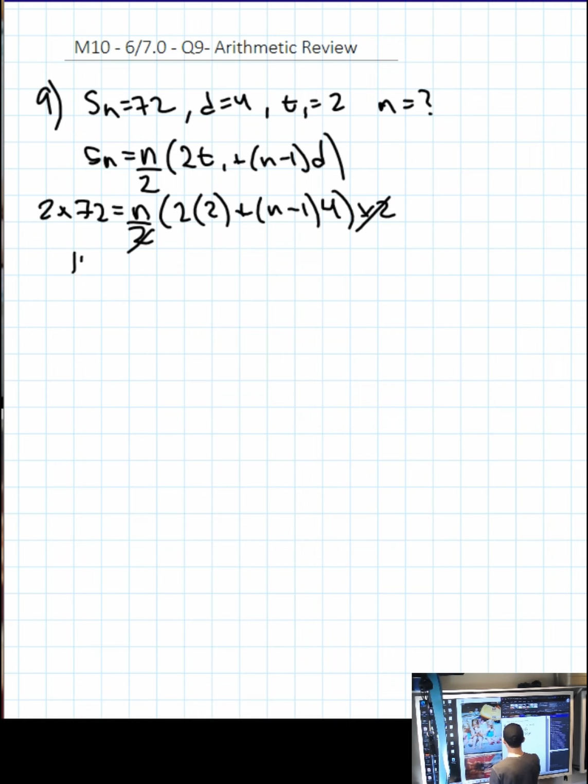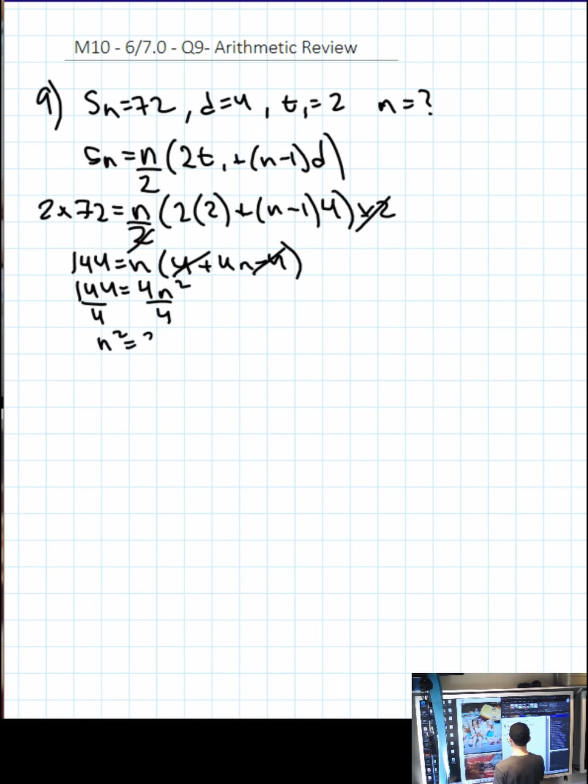Therefore, 144 equals n times 4 plus 4n minus 4. Clean it up. 4 minus 4 is gone. Distribute. 144 equals n times 4n is 4n squared. Divide both sides by 4. Mirror it. N squared equals 36.